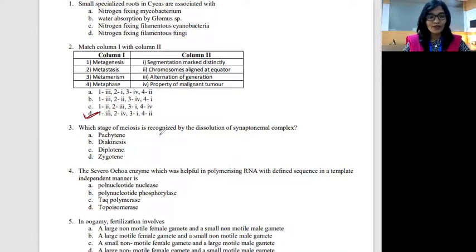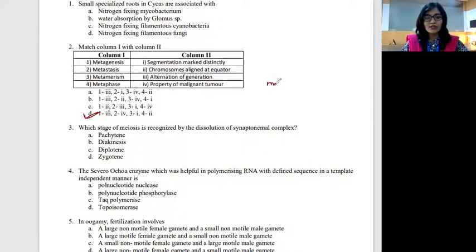So the next question: which stage of meiosis is recognized by dissolution? Okay, very simple. Suppose in an examination they ask you about dissolution, how can you remember this? Because we used to forget this. Suppose it's about synaptonemal complexes. So what is the synaptonemal complex?